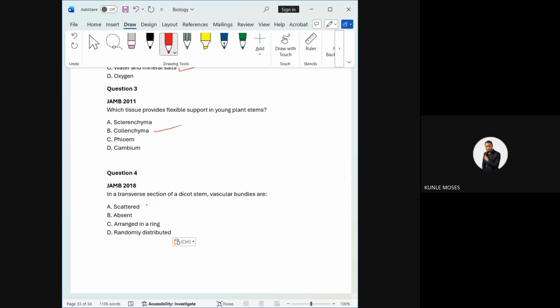No. Dicot is not scattered though. Dicot is arranged in a ring. Not scattered. It is monocot that is scattered. Have you forgotten the diagram? Should I go back to the diagram for you? I remember. Go and check, you remember now. Yes. Monocot is the one that is scattered.